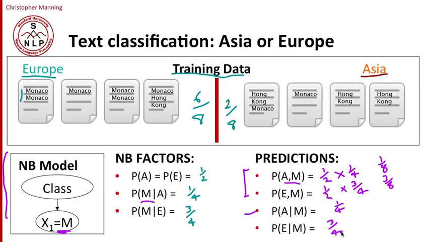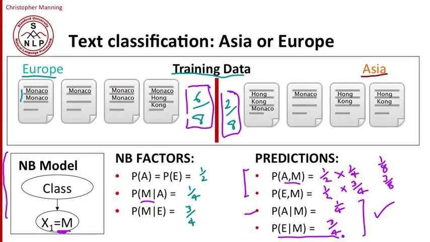This isn't surprising. It gives us exactly what we'd expect. In our training data, Monaco appeared 6 times in Europe and twice in Asia, and the 2 classes are equally likely. So if you've got a document with just the word Monaco in it, we expect a 3/4 chance it's a document about Europe. That's a naive Bayes model working correctly.